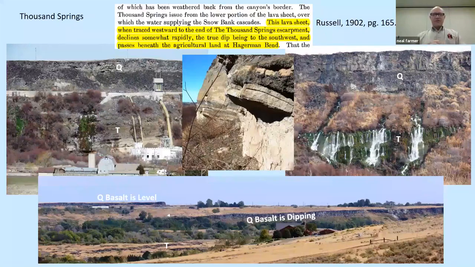Thousand Springs has structural control in addition to sedimentary control and bedding control. And so you can see the dipping of tertiary bed sediments right here above the springs. These are some more of the dipping sediments here. And then behind the Thousand Springs power plant, you can see the dipping sediments exposed, the tertiary older stuff with the quaternary younger basalts up above.